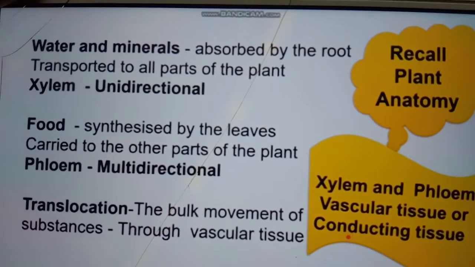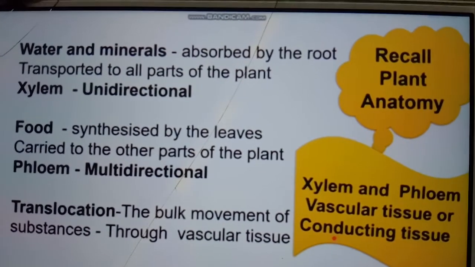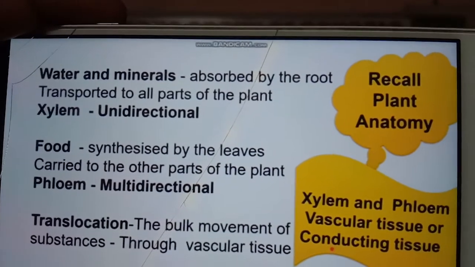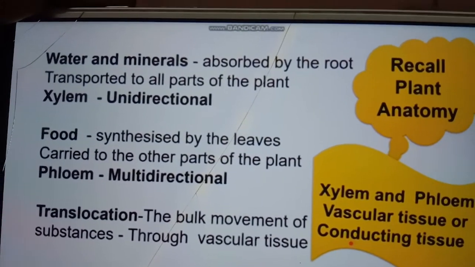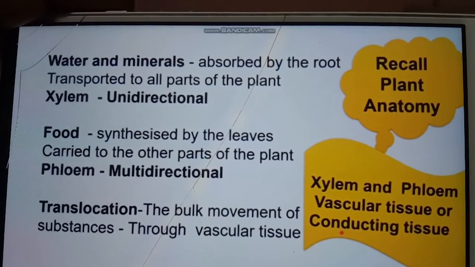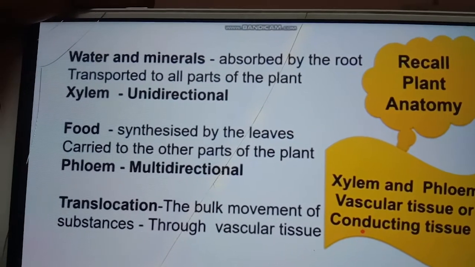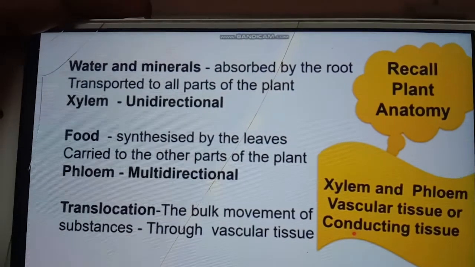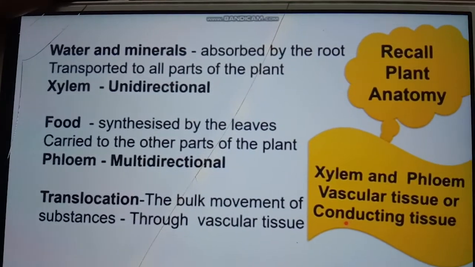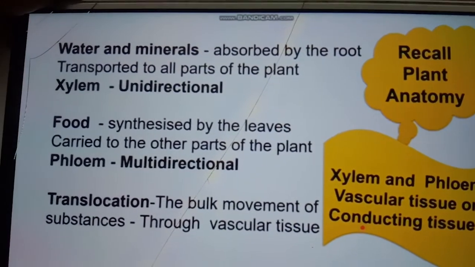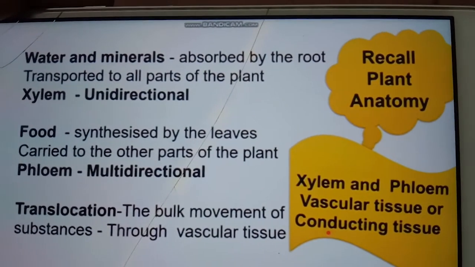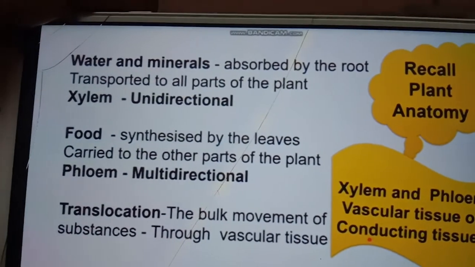So, translocation. I already talked about it in the first class. The bulk movement of substances through the vascular bundle. First of all, recall the anatomy from the first lesson. Xylem and phloem are the conductors of water and minerals. Xylem conducts water and mineral salts. Phloem conducts only food. Xylem and phloem are the vascular tissues. It's clear.